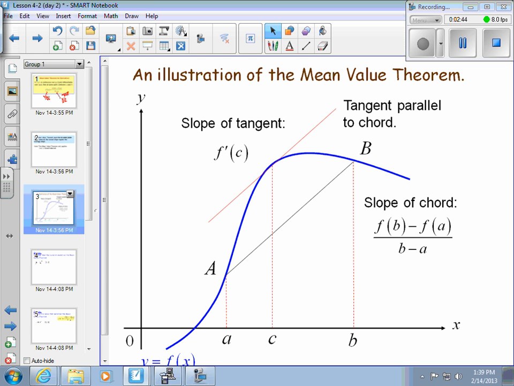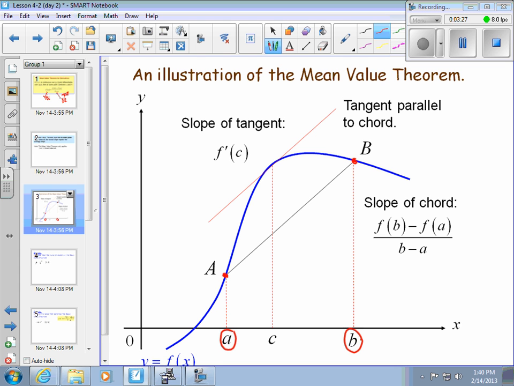Here's an illustration of the mean value theorem. There's this blue function here, f of x, that's drawn out. Over the interval from a to b, if we trace that function from here to here, this function is continuous. Also, it doesn't have any corners, cusps, or vertical tangents. It's continuous, so it is also differentiable over that interval. So the mean value theorem applies. And the mean value theorem says the average slope should equal the actual slope.